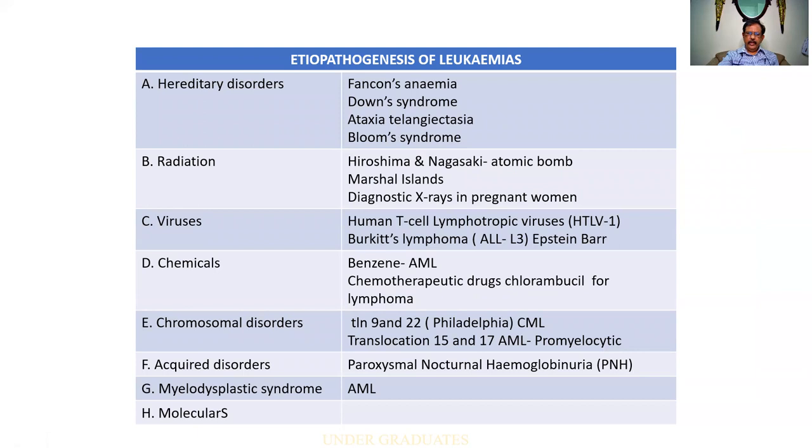a leukemia. Chromosomal disorders. Translocation between 9 and 22 is the famous Philadelphia chromosome. Similarly, 15 and 17. And there are umpteen other chromosomal disorders which can lead to leukemia. Acquired disorders, PNH, paroxysmal nocturnal hemoglobinuria, myelodysplastic syndrome, and molecular syndromes. So these things you people should have in mind.